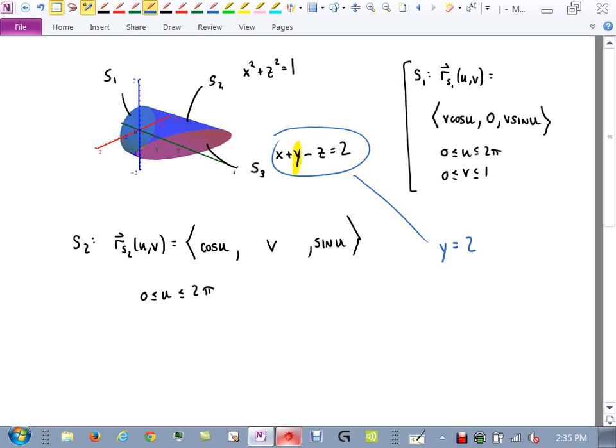2 minus x plus z, or plus z minus x. Right? But what's x for us? It's cosine u, and what's z? Sine u. So my v needs to always be stuck between 0, which is the back side, right? And 2 minus cosine u plus sine u.